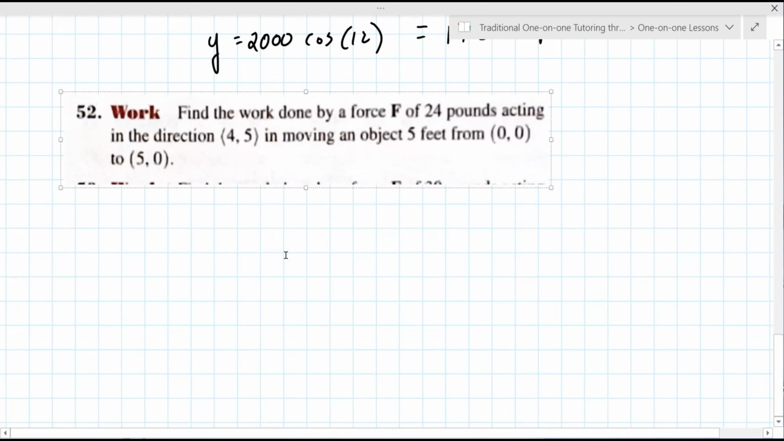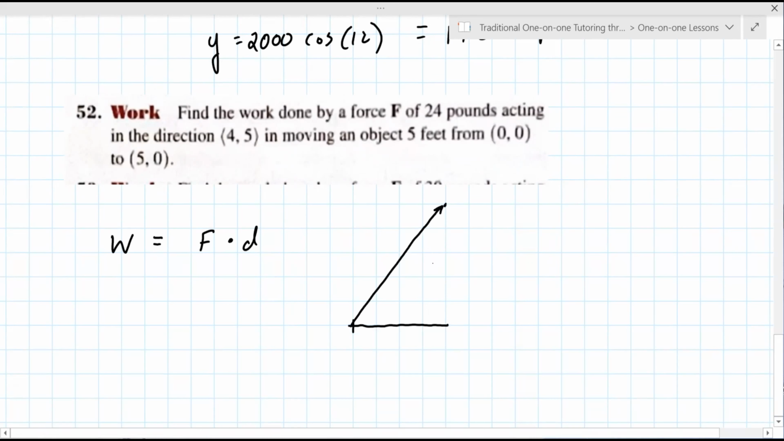Okay, so the force, I'm sorry, the work is a dot product of force and distance. The force, though, is moving in the direction... Let me draw a small picture here. There's 4, there's 5. So the force is going like that, and you want to move something along here, this way.